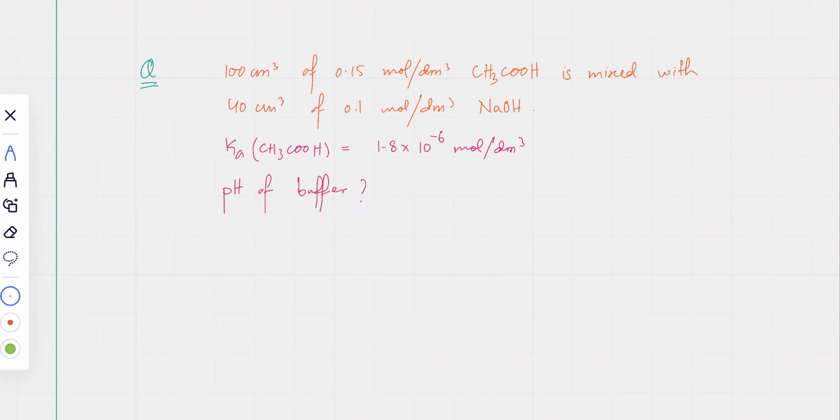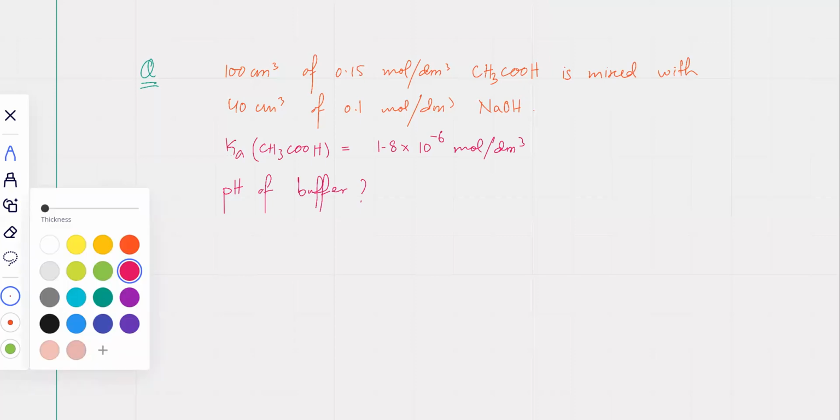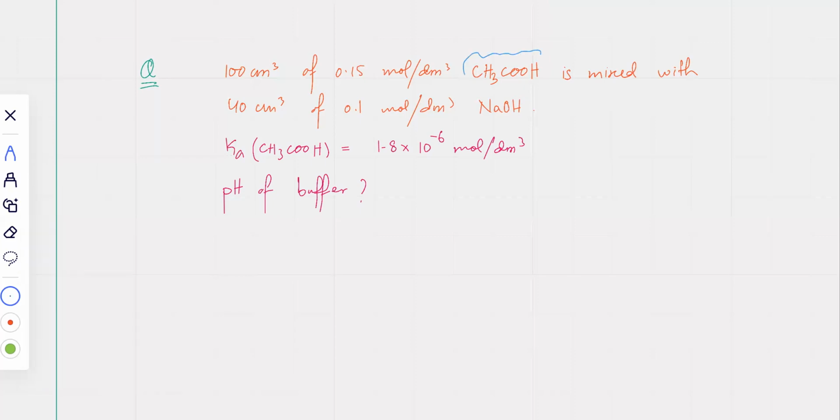What's the pH of the buffer? Now the first question is, is it even a buffer in the first place or not? What are they doing? They're mixing ethanoic acid with NaOH. Now we have a weak acid, but this one is not the conjugate base. So apparently they should not form a buffer, because a buffer is formed when you have a weak acid and its conjugate base.